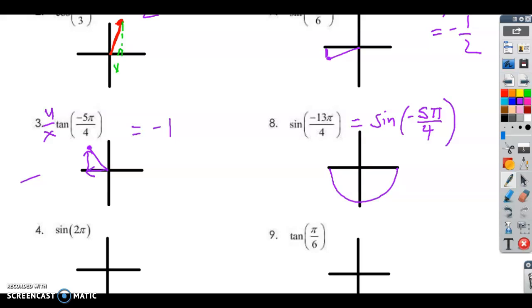There's 4 fourths plus an extra fourth. You could think of that as well if you want to add another 8 fourths to it. That's 3 pi over 4. It's the same thing. You get the same answer. So sine is y value, and it's positive in the second quadrant, so that's just root 2 over 2.